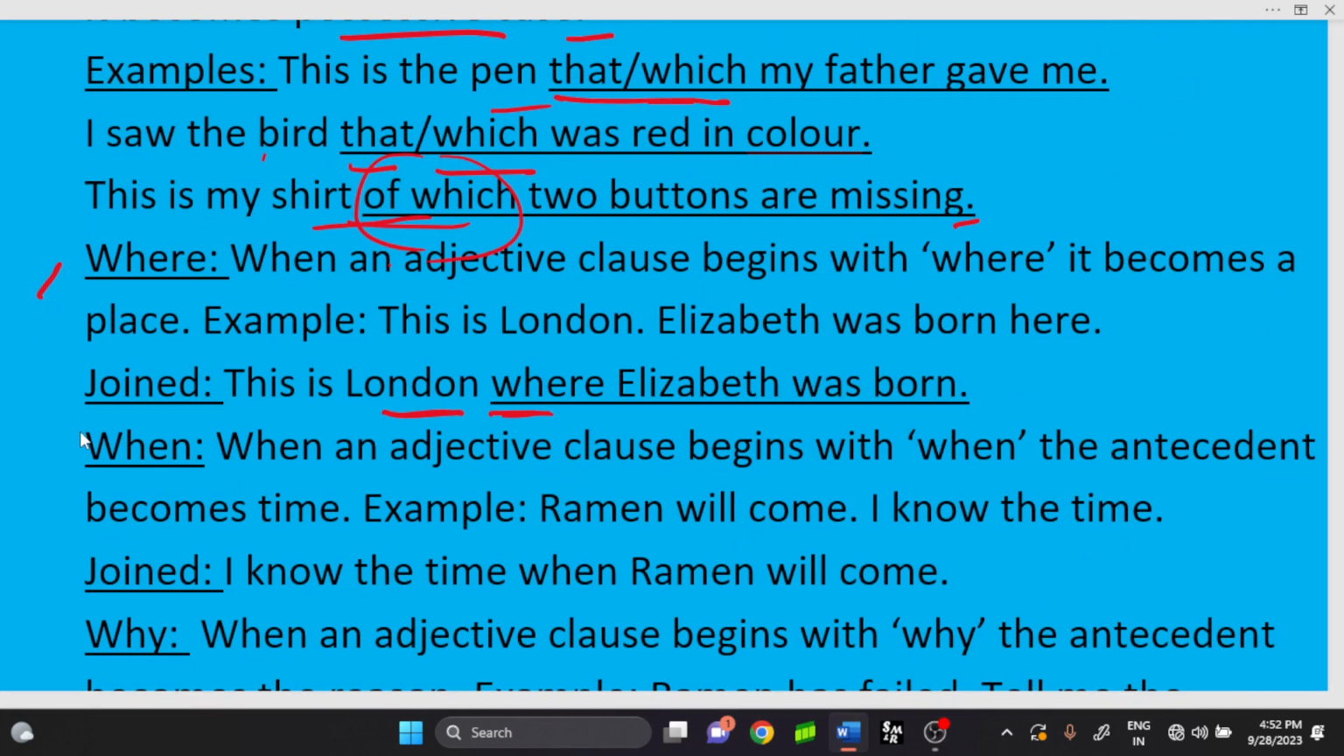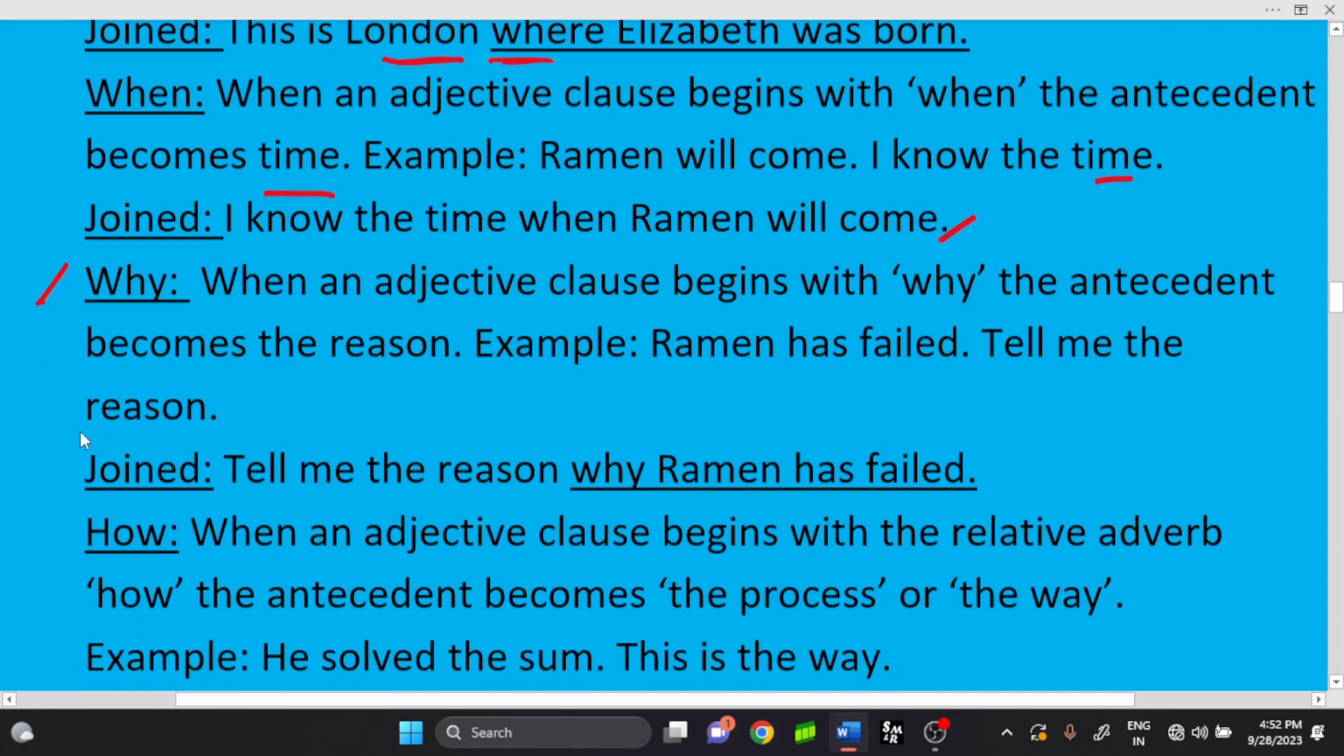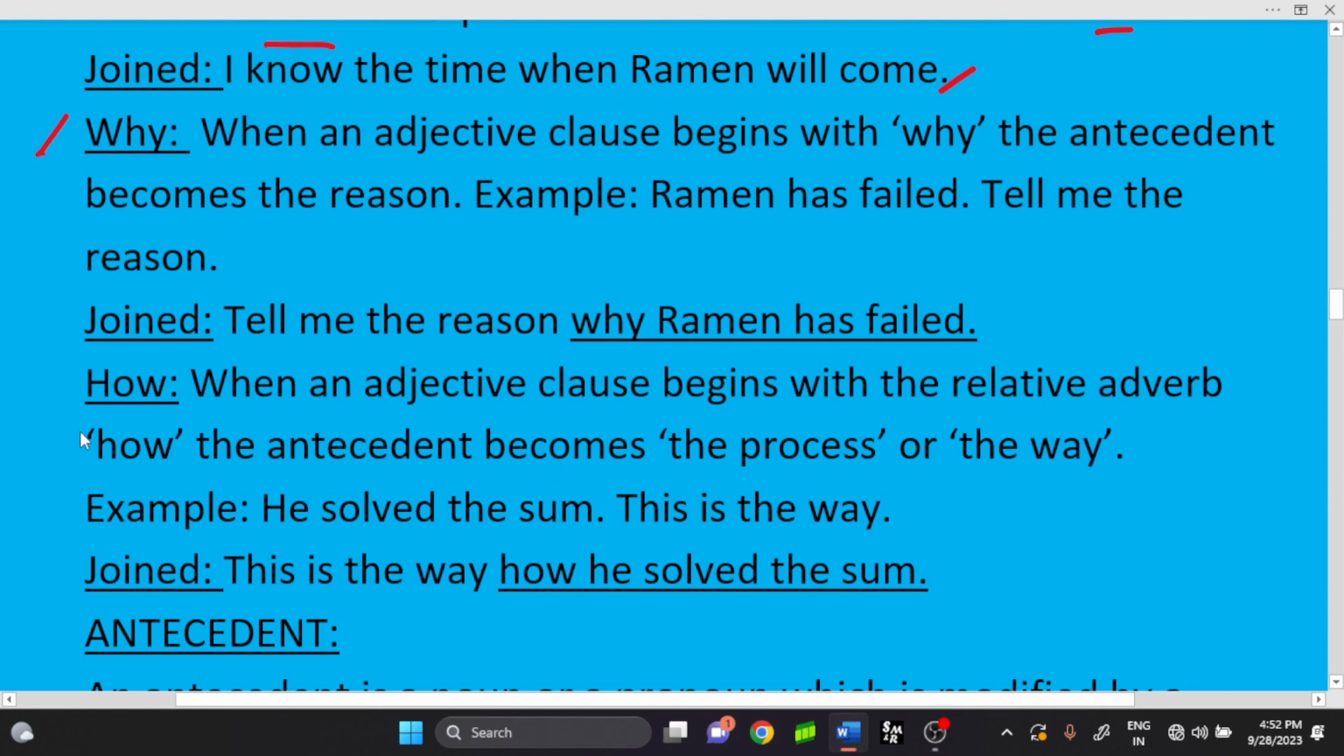Next one, when. When an adjective clause begins with when, the antecedent becomes time. Example, Roman will come. I know the time. Then the joined one, I know the time when Roman will come. Next one is why. When an adjective clause begins with why, the antecedent becomes the reason. Example, Roman has failed. Tell me the reason. Then the joined one, tell me the reason why Roman has failed.